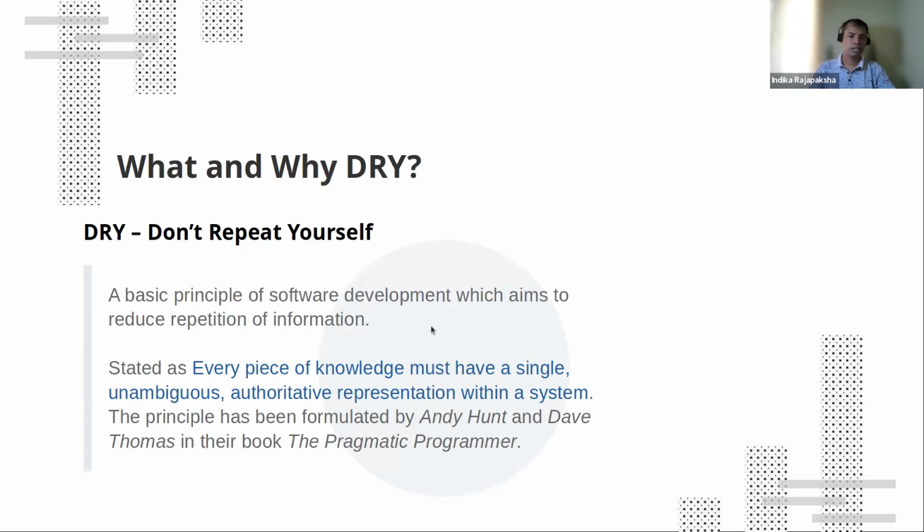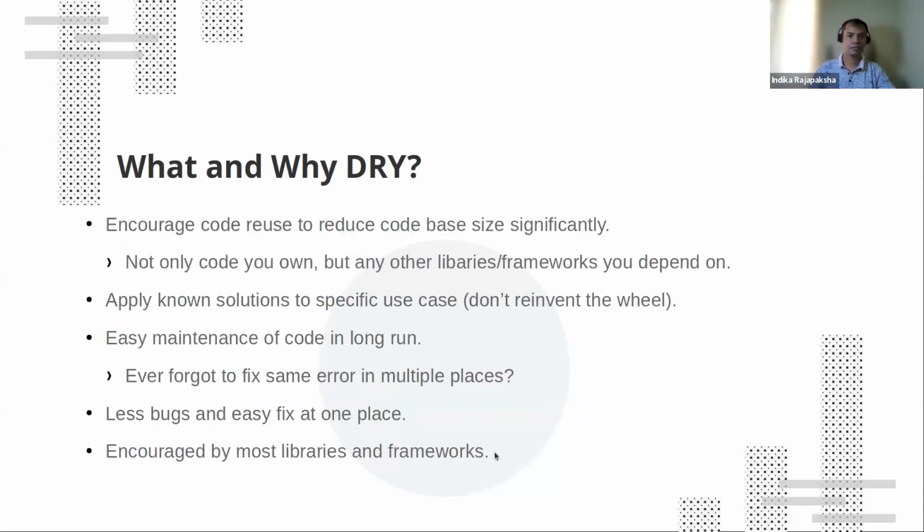This principle is actually stated as: every piece of knowledge must have a single, unambiguous, authoritative representation within a system, right? It was formulated by Andy Hunt and Dave Thomas in their book called The Pragmatic Programmer, which is a very remarkable book written solely for programmers, by programmers, right? So why should we use DRY?